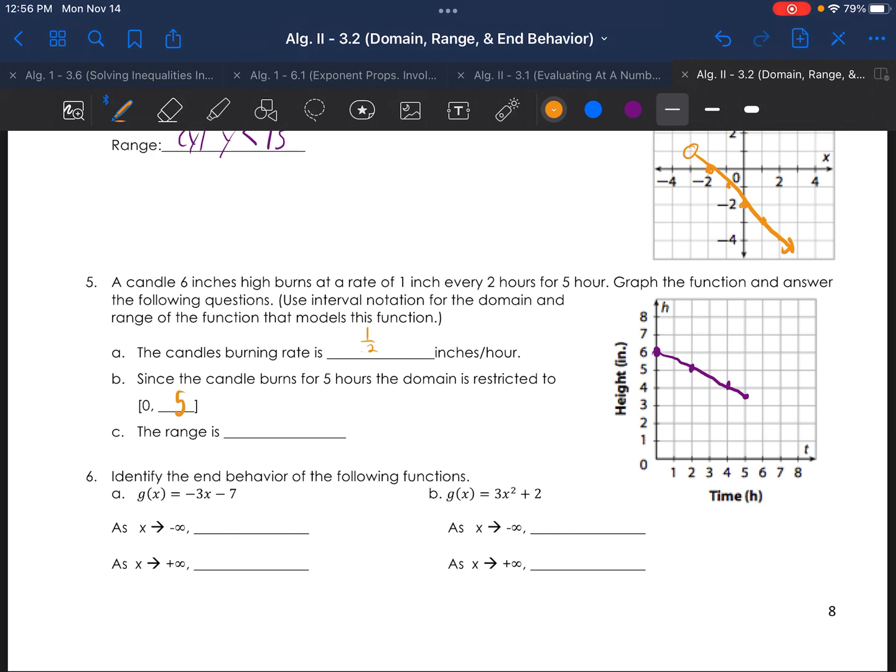Then the range on this one would be, let's say, what's the highest? Well, it's 6. The lowest is 3.5. So you put 3.5 or 7 halves with the bracket, because it does get to 3.5 inches, and 6 is the highest it ever is at the start. And you should put them least to greatest.